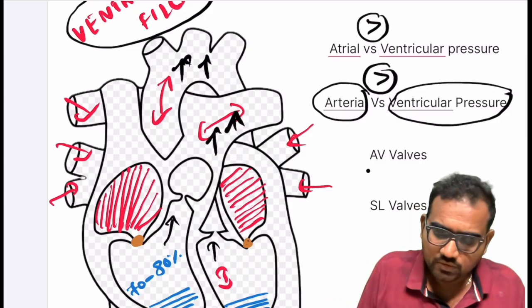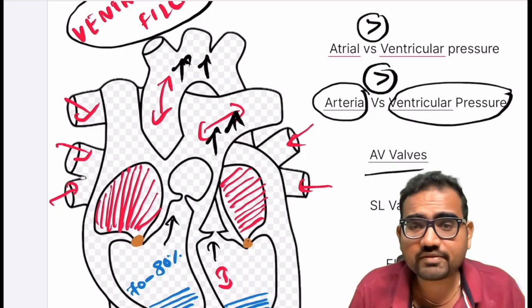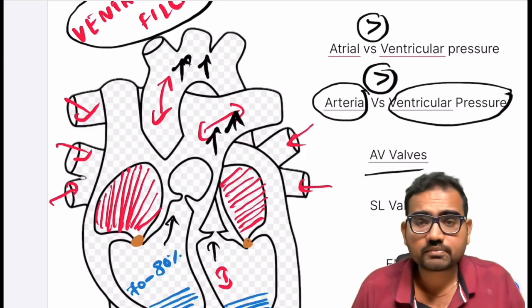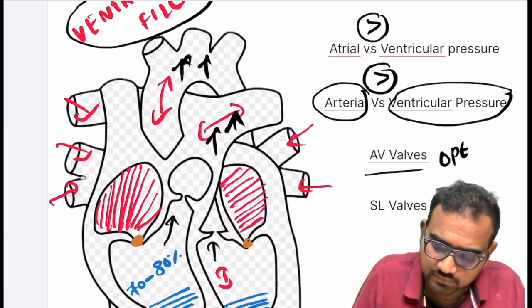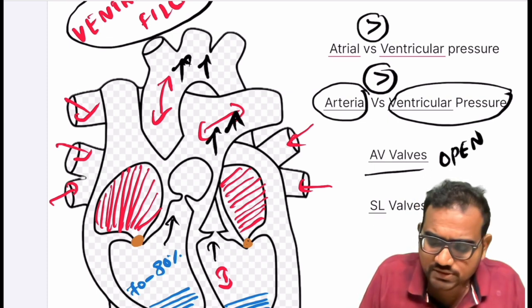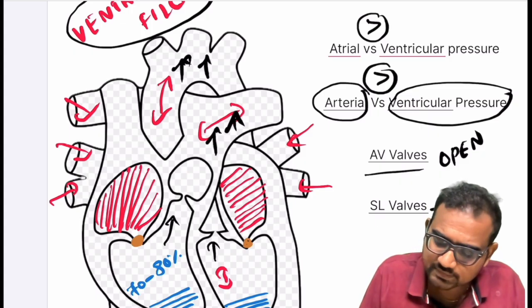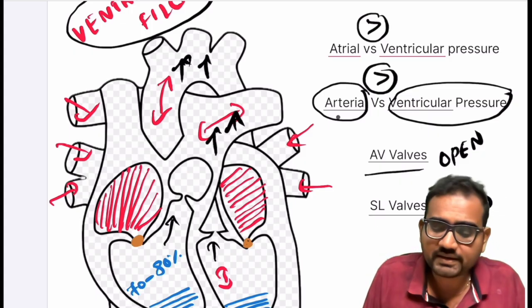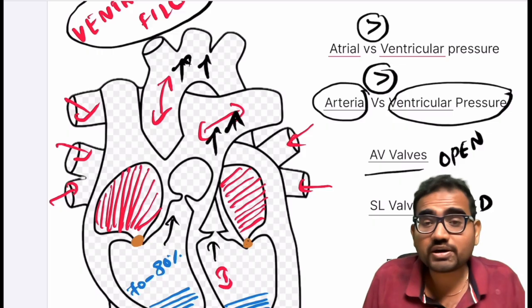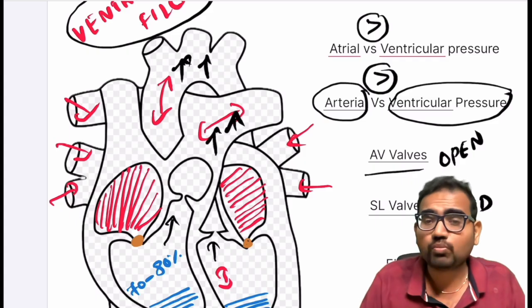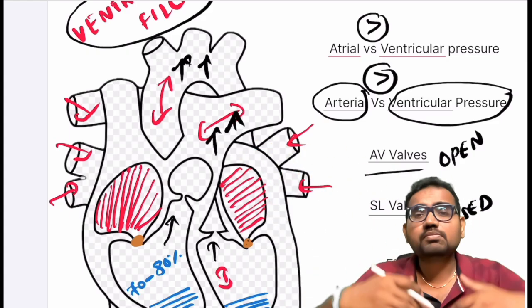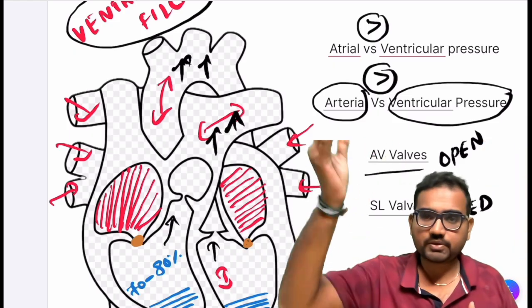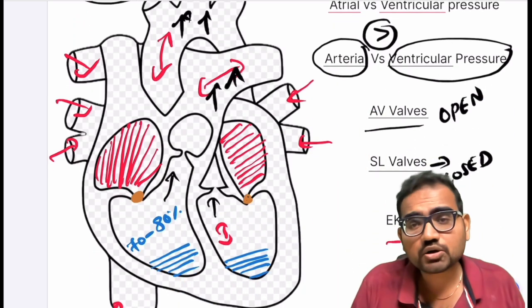Okay, now what happens to the AV valves? The AV valves open. That is how the blood enters into the ventricles. The semilunar valves remain closed. Why? Because the atrial pressure is more than the ventricular pressure. Only if there is a pressure drop in the atrium, or if the pressure in the ventricles is more than the pressure in the pulmonary artery and the aorta, will the blood move up. Higher pressure, lower pressure. So the semilunar valves are closed.